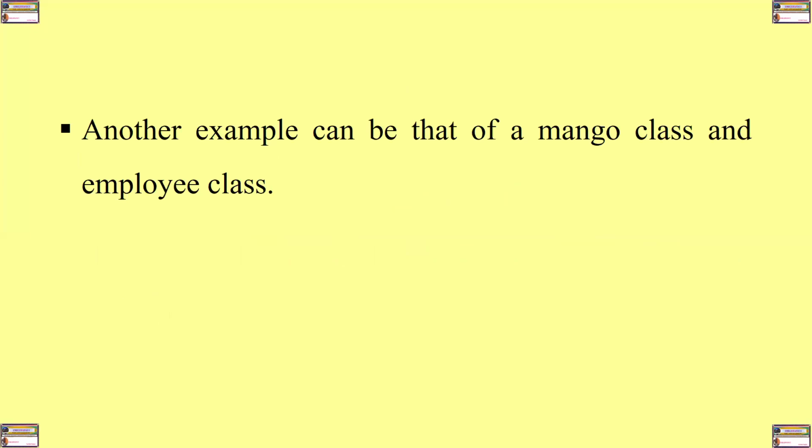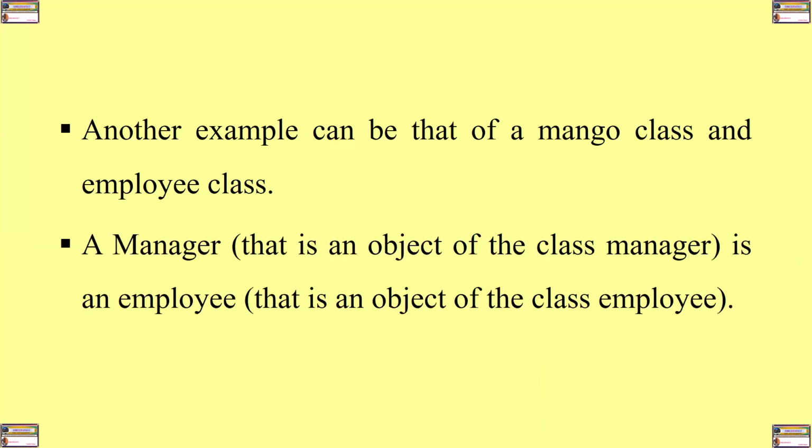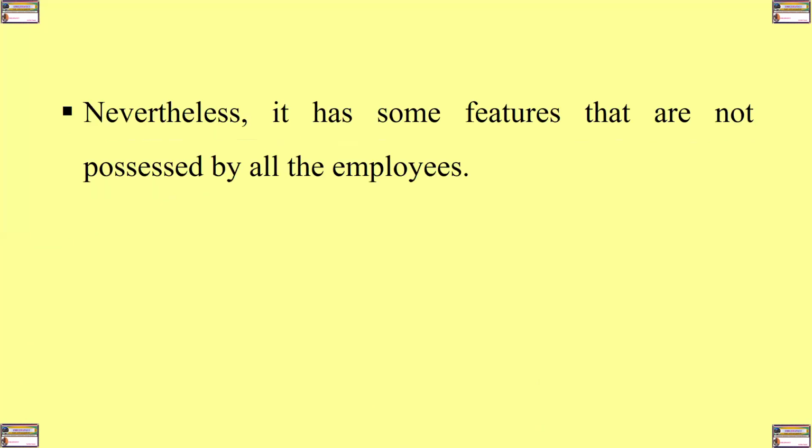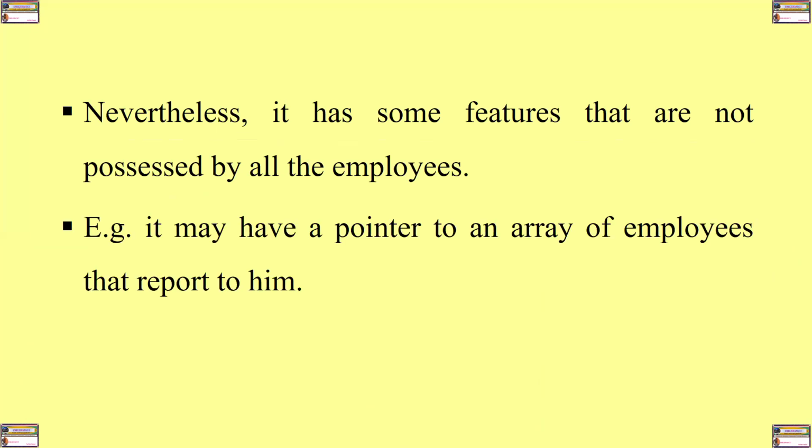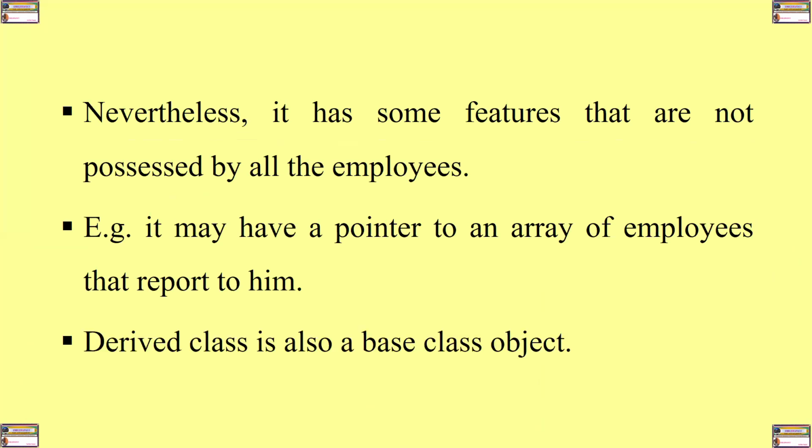Another example can be that of an employee class. A manager, that is an object of the class manager, is an employee, that is an object of the class employee. These are just examples. Nevertheless, it has some features that are not possessed by other employees. For example, it may have a pointer to an array of employees that report to him.